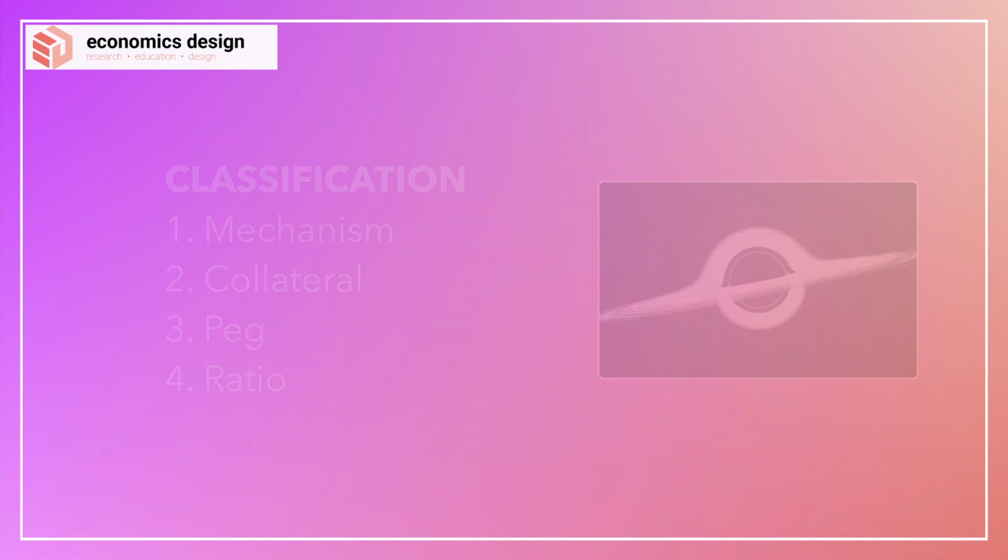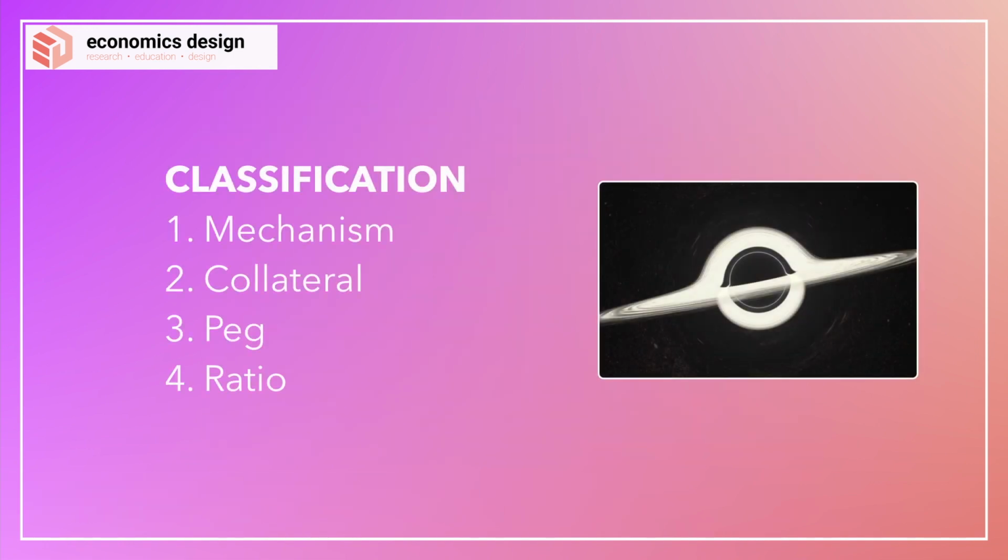As always, we always start stablecoins by figuring out how do we classify them. Remember, there are 4 ways to classify these stablecoins. Number 1, it's the mechanism. Number 2, it's what kind of collateral is used to back it. Number 3, what is it pegged to? And number 4, what is the collateralization ratio?